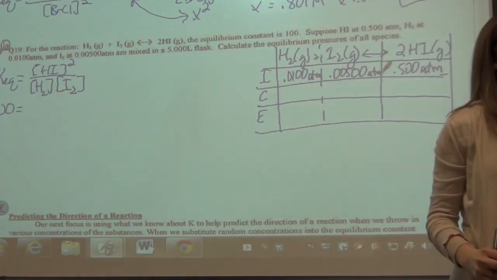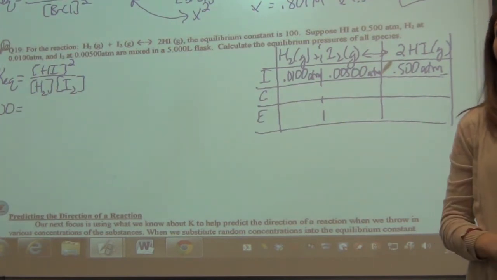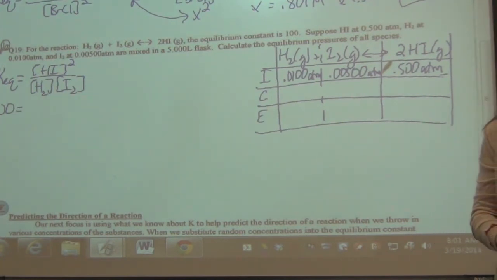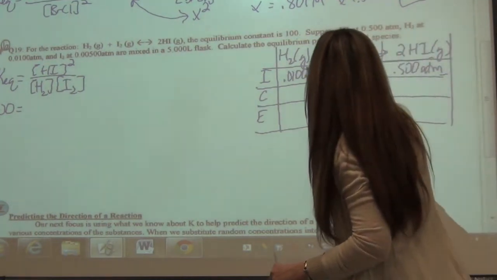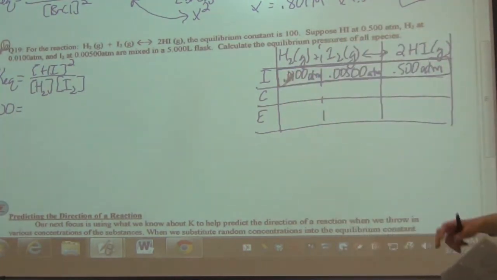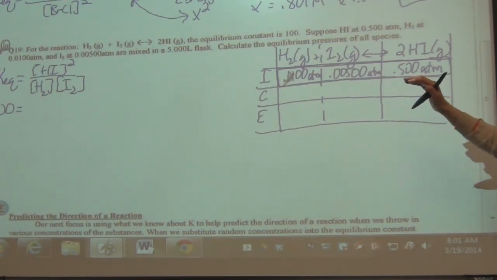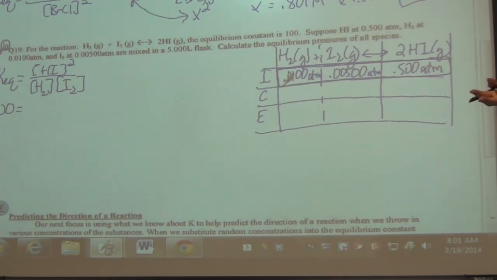Does the 5-liter flask make a difference right now? No. You're not dividing because you're not getting molarity. They're just telling you what size the flask is. I'm going to double box this because that's what I'm being given. Do we have any other information besides the 100? No. So if we don't have any of the change steps, then we need X.